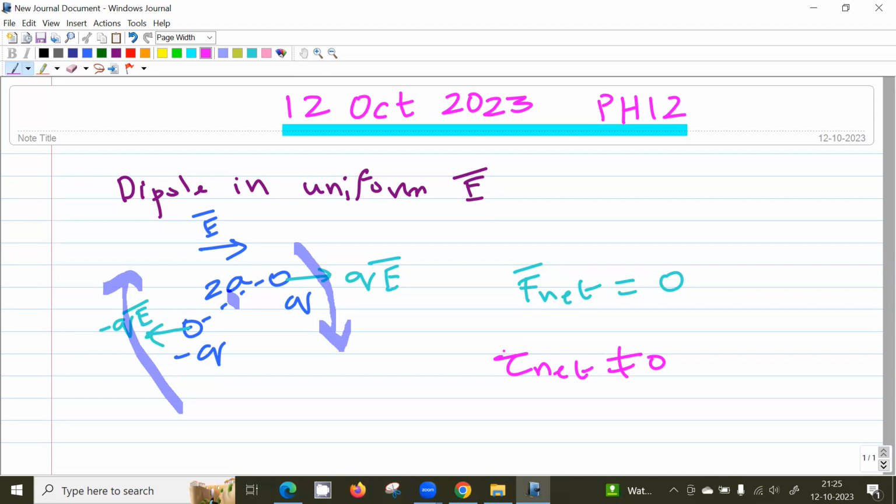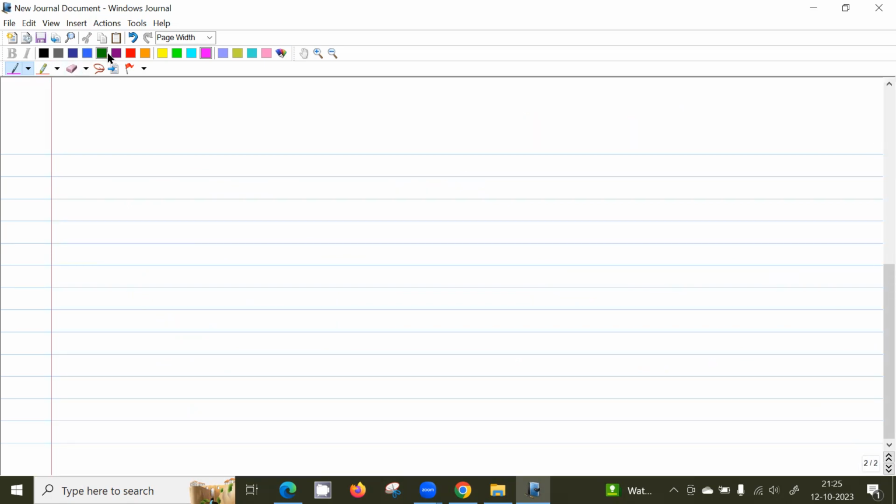Okay, so it will rotate, but no translation motion. It will just rotate, and it will rotate until it becomes horizontal. Once the dipole becomes like this, plus q and minus q, at this position the force on the plus q will be towards right, and force on this minus q is towards left.